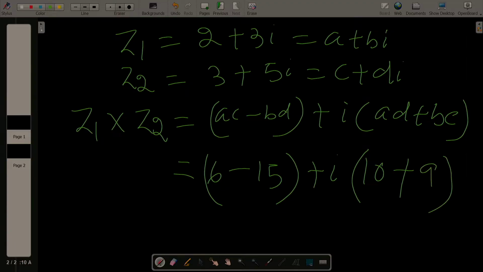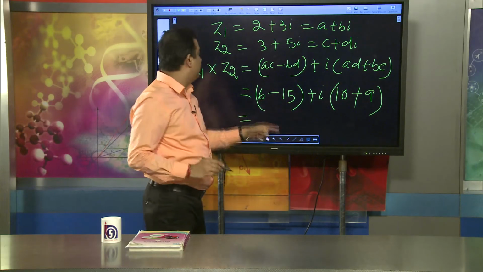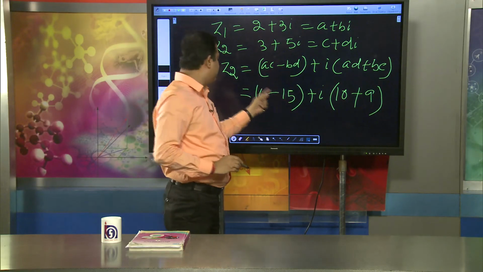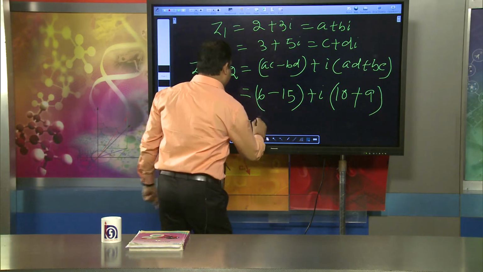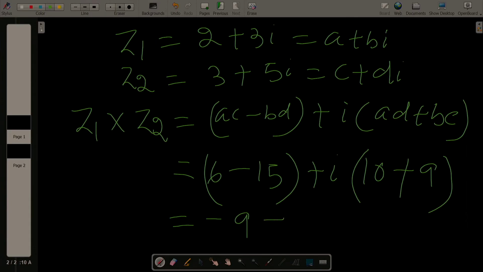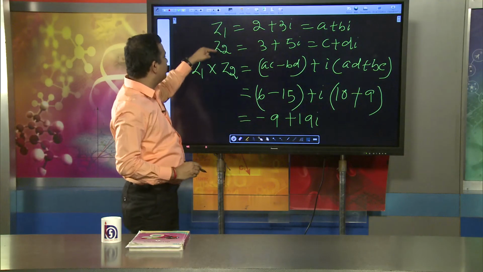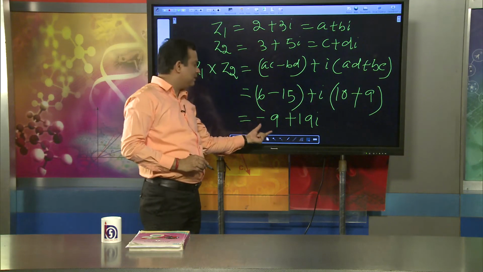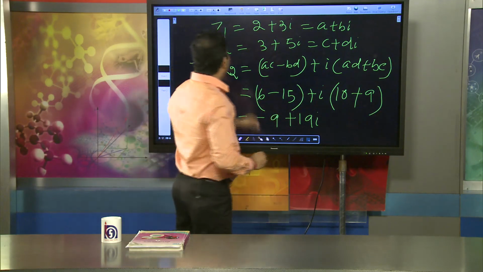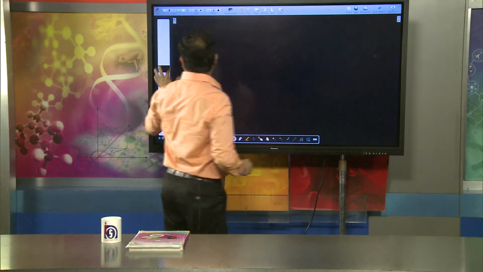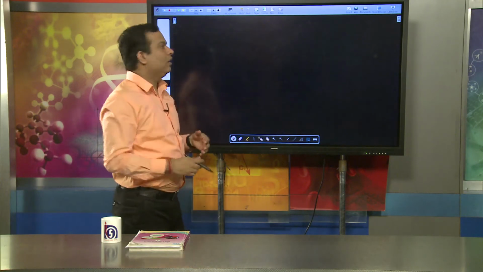So, simply AC minus BD, that means 6 minus 15, you will find minus 9, plus 10 plus 9, which equals 19i. When we multiply Z1 and Z2, you will find the value equal to minus 9 plus 19i. This is the way we have to multiply two complex numbers.